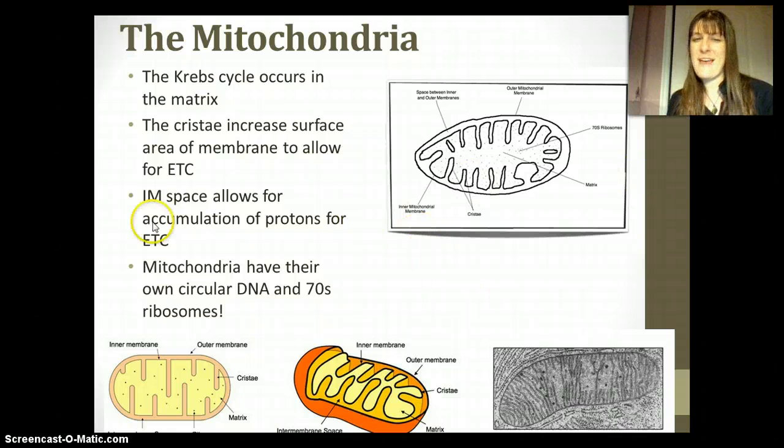Super interesting to keep in the back of your mind for later, mitochondria do have their own circular DNA and their own ribosomes. We'll talk about what 70S means a little bit later.